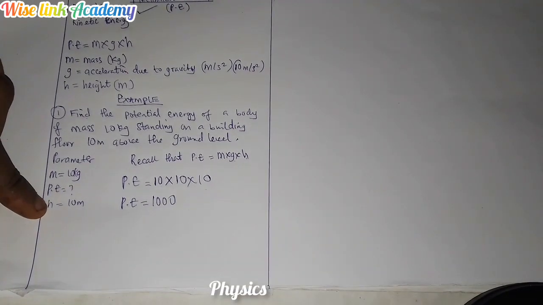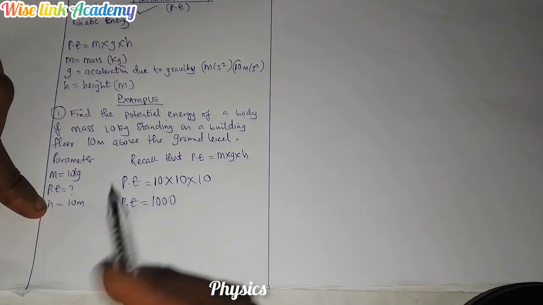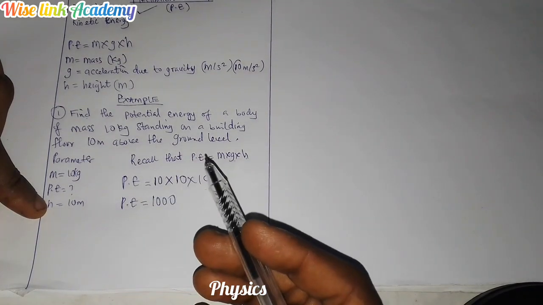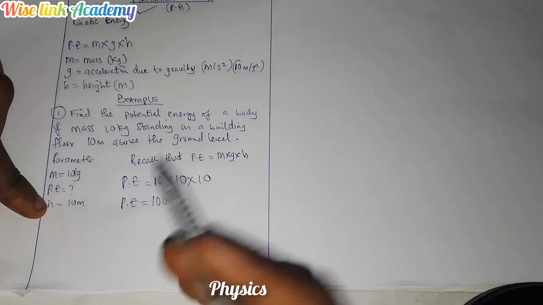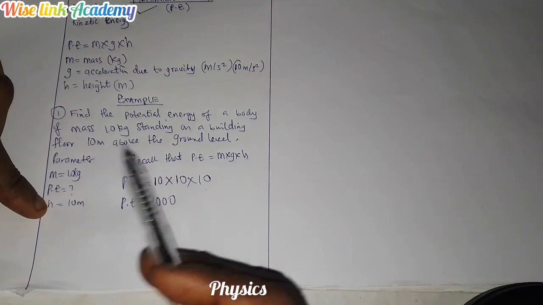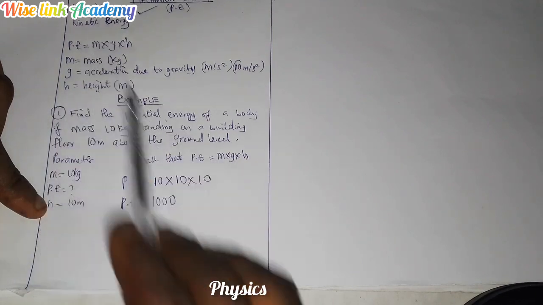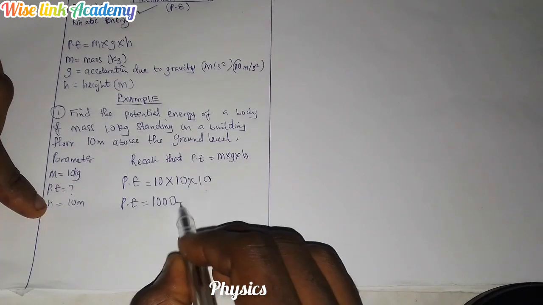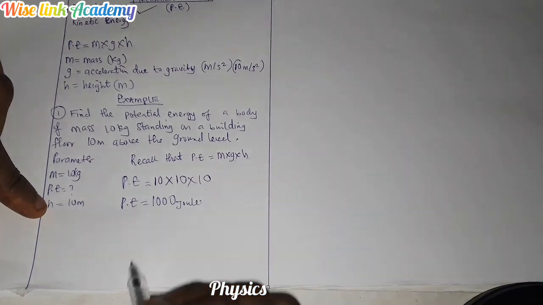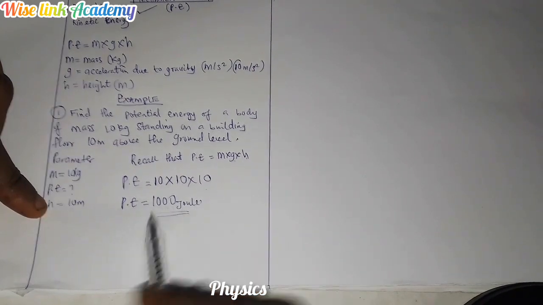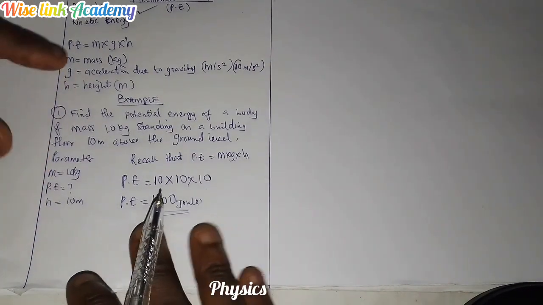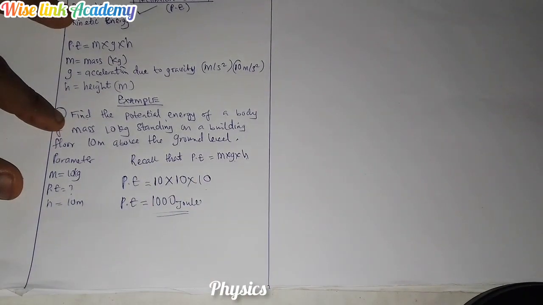1000. So 1000 what? Is it 1000 work or 1000 joule? Our answer is in joule because they are all energy. Likewise, if you calculate for kinetic energy, you'll have the answer in joule. So joule, you can see that now. 1000 joule. So this is how to calculate potential energy. Let's move forward.